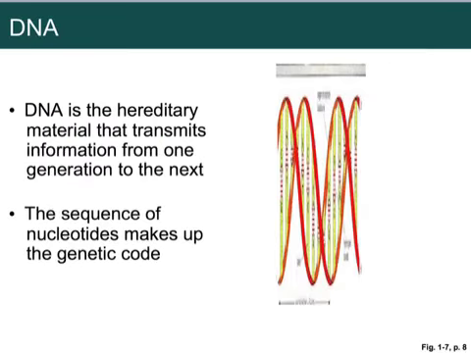DNA is the hereditary material that transfers information. That's the question; everybody got that right. That's easy stuff. The sequence makes up the genetic code, so it's the order that these nucleotides are written. That part might have had a question on there. It's the order that they're written, and that is a horrible picture. I don't know why I put that there, but you can kind of see the highlighter on here.